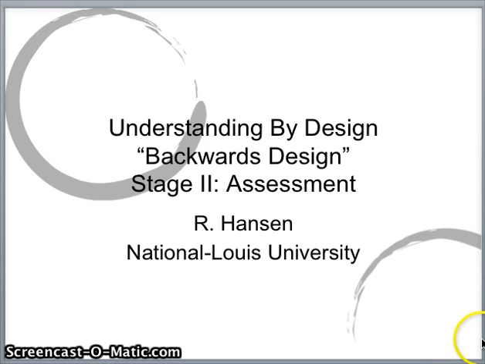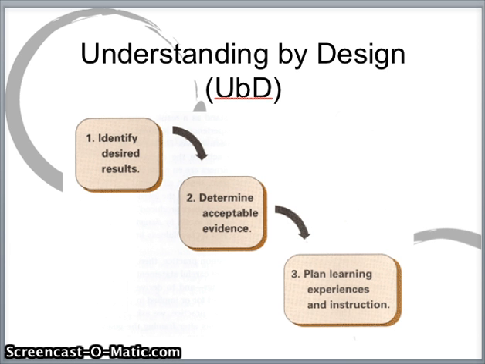Let's move on with the UBD model. Today we're going to talk about Stage 2 assessment. Overall, we have looked at the UBD model, which is 3 stages. Stage 1, identify desired results. Stage 2, determine what is going to be acceptable evidence that the students can demonstrate those desired results. And then Stage 3, based on those 2 components, you're going to plan your learning experiences and instruction.